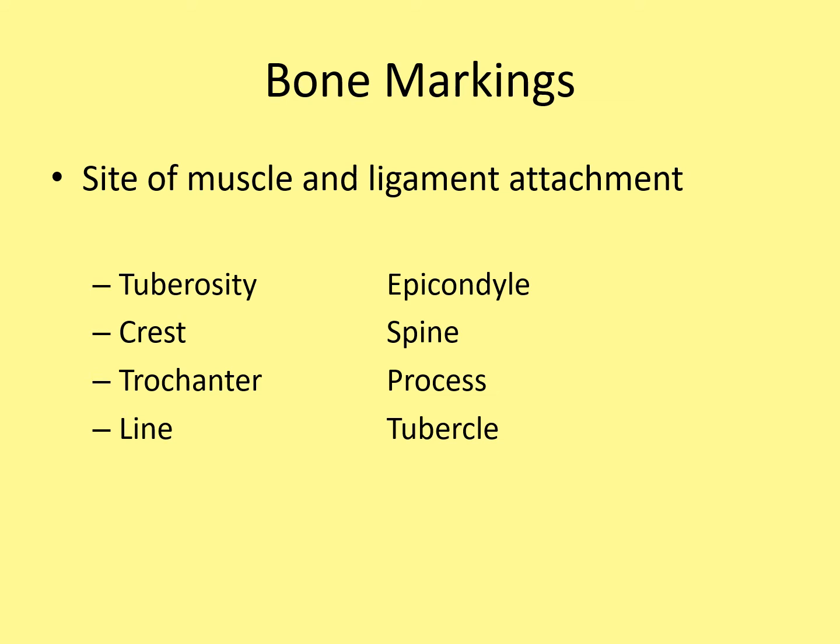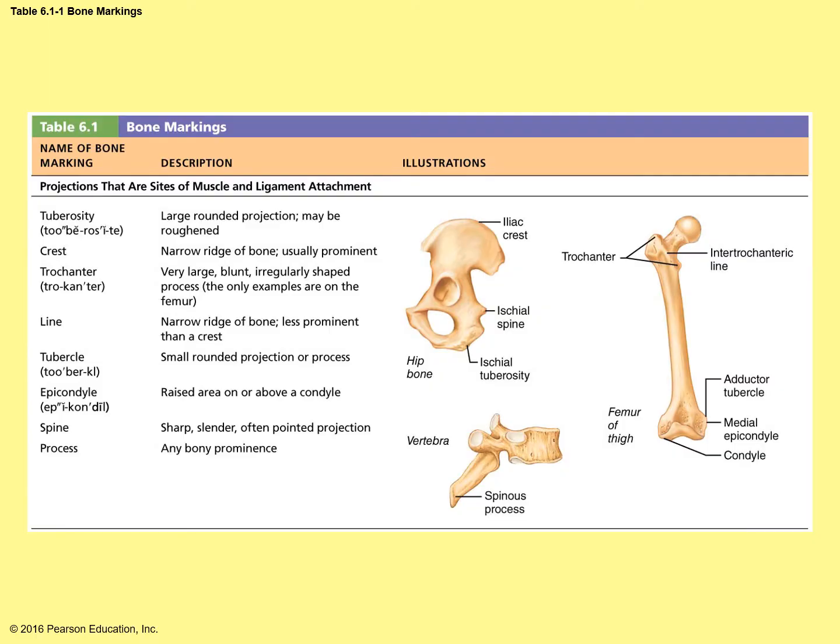The bones have markings on them. There are various types of markings, various reasons why these markings are there. One whole group of markings is due to the attachment of muscles and ligaments. So things such as lines, spines, processes, tuberosities, etc. Now, in your lab manual and in your textbook, you do have these bone markings tables. So it's very helpful to be able to look at the name of the bone marking, and it gives the description and often gives you an example of where you would find this.